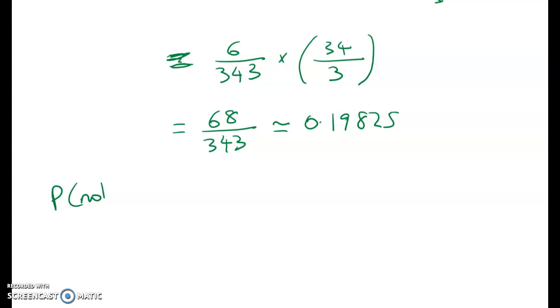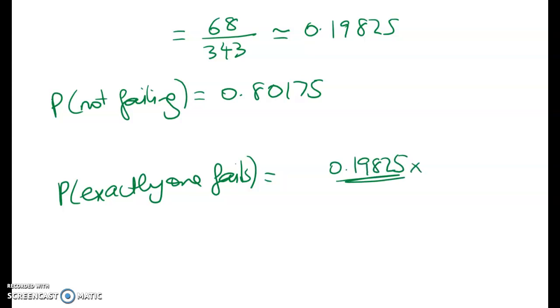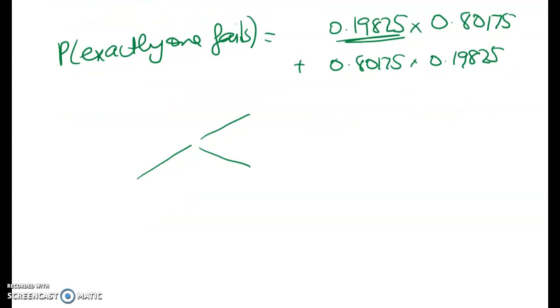So the probability of not failing is equal to 1 minus that. So it's 0.80175. And so the probability that we get exactly 1 is equal to 0.19825 for the first one failing and the second one not, plus this. So you can see that this is a very simple example of a binomial problem, right? But in this case, because it's exactly 1 out of 2, you can think of that simply as the bits of a tree diagram.